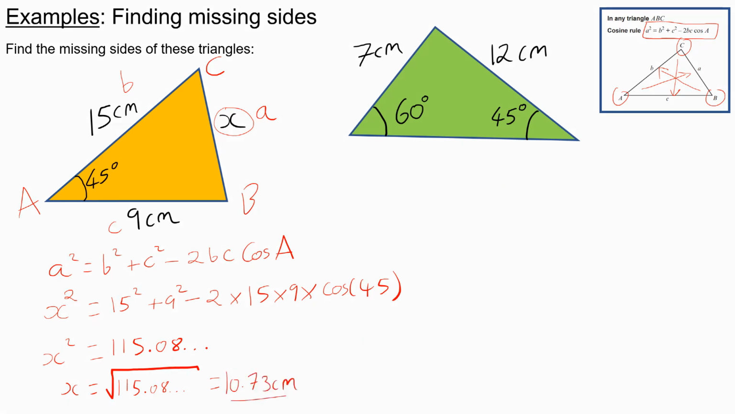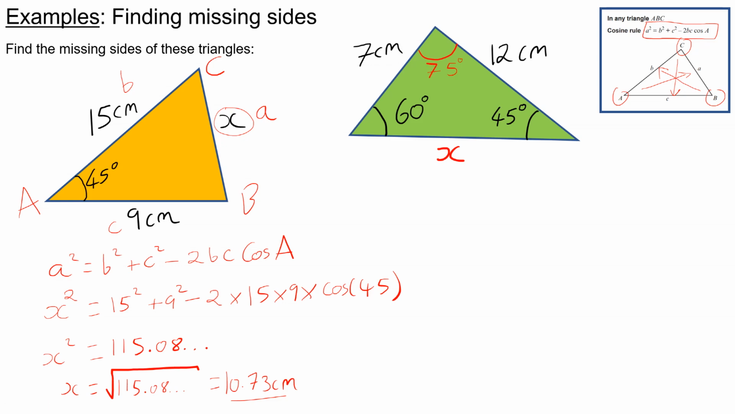In the second question, I can do a similar thing. In the second question, first thing I'm going to do is work out the missing angle. Because again, I need two sides and the included angle in order to use the cosine rule. So this angle here, I can calculate by adding 60 and 45, which is 105, and then taking away from 180, which will give me 75. So if we do that, we have 75 degrees here.